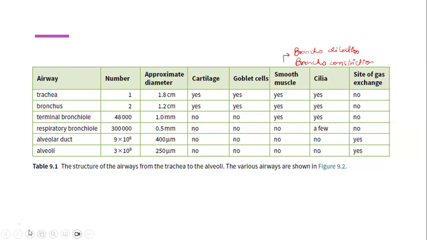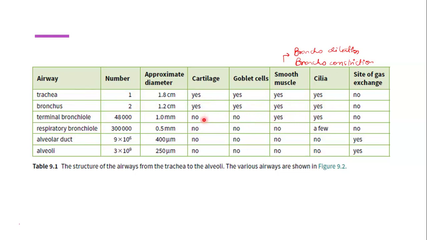After that, we have our bronchus. There are two bronchi when it comes to number. The bronchi also are made up of cartilage. They also have goblet cells. They also have smooth muscles and they also are ciliated. But when we talk about the terminal bronchioles, right? Terminal bronchioles do not have any cartilage.